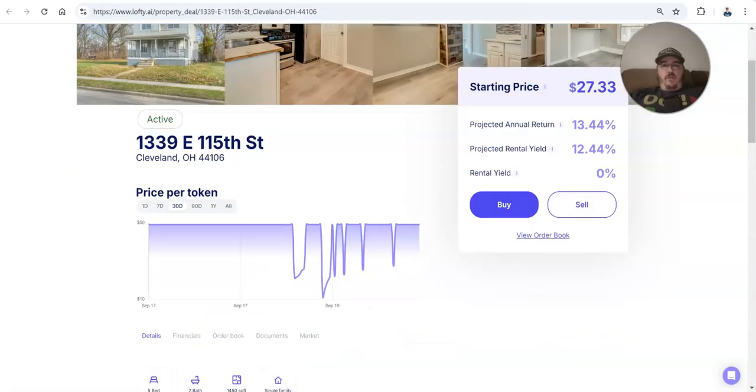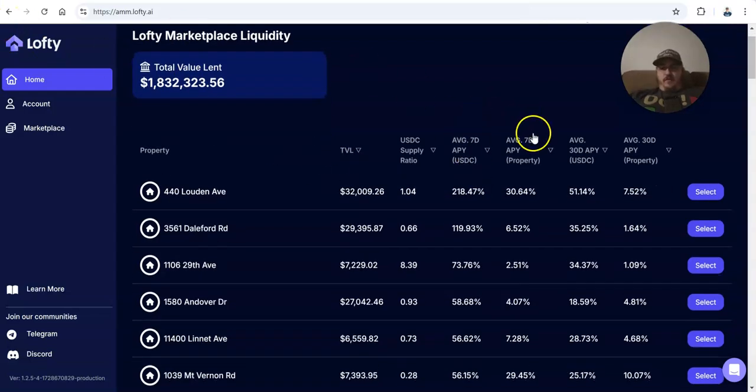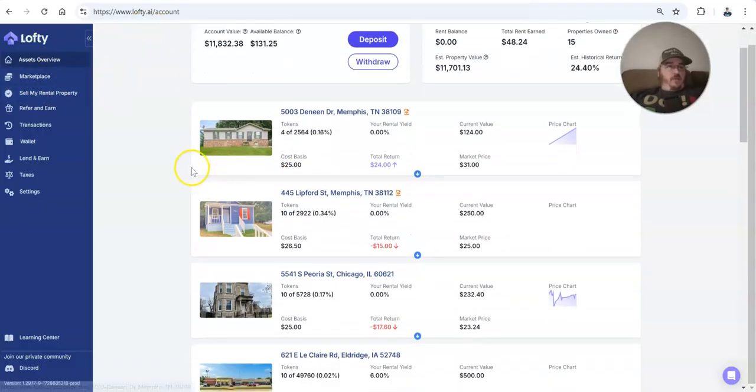And so let me go back over here and show you. Okay, so I was looking at the list of, well, let me back up. I had a property sell today. I had bought, let me show you, let's see, transactions.